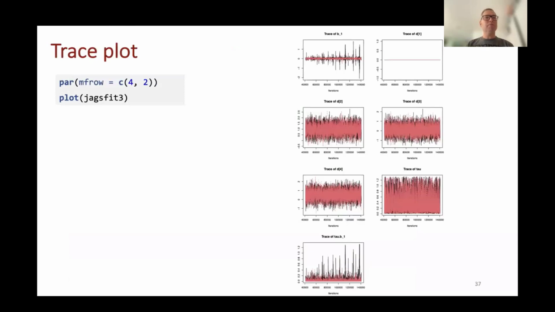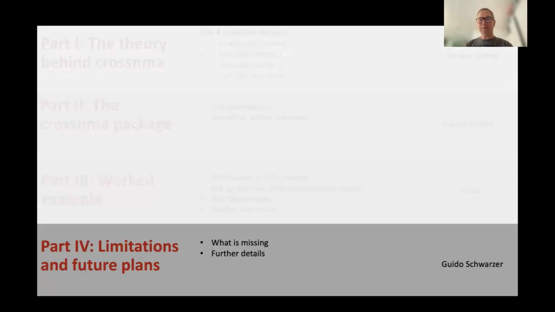And then there is also the possibility to check how good the JAGS fit is. For that, you can use the plot function. Then you get these plots, which should look quite random. I would say this is more or less okay in this case. And that's basically it for the analysis.